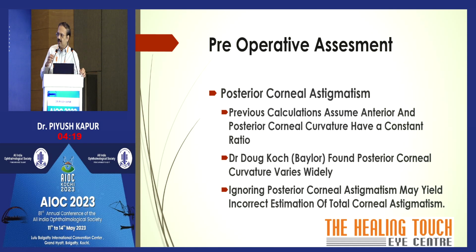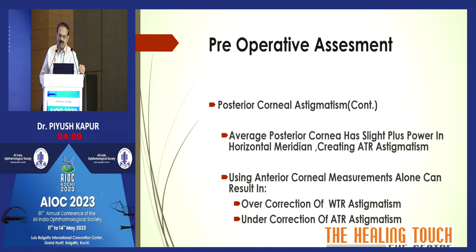It's very important that we have the right calculation of the posterior corneal astigmatism, which was not talked about in the past, but in the present days, it is a must while treating astigmatism. As we know, most corneas have a little plus power in the posterior part along the horizontal meridian. As a result, we generally tend to overcorrect with-the-rule astigmatism, and we can always undercorrect against-the-rule astigmatism if we do not estimate our posterior corneal astigmatism.